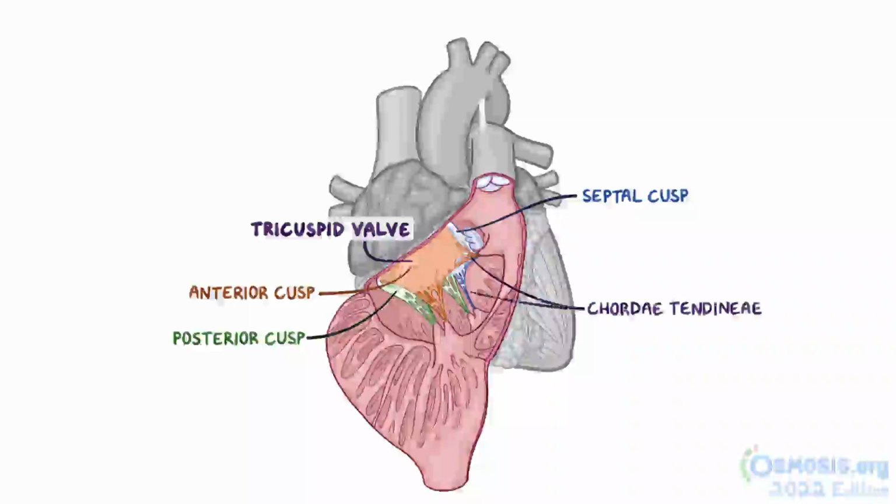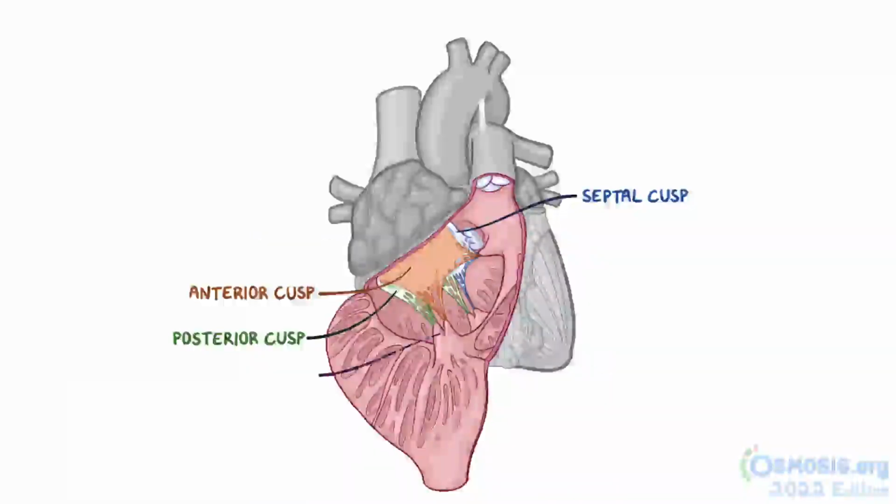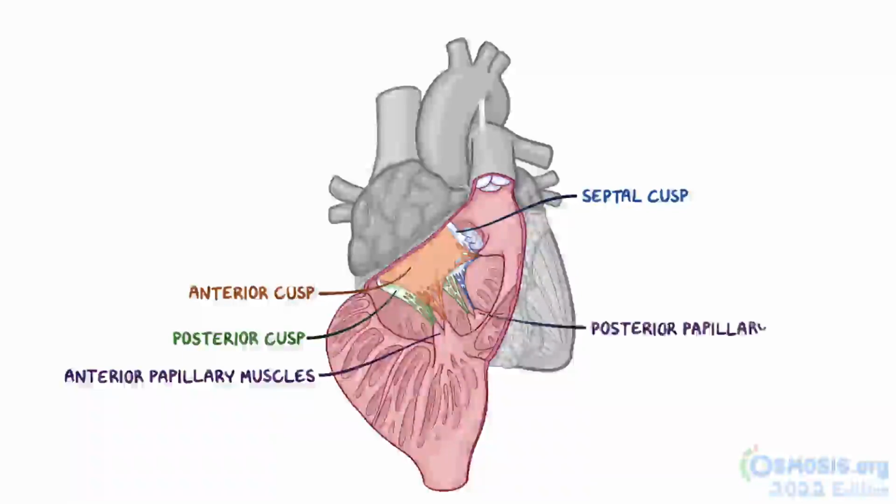These chordae tendineae anchor the leaflets to the papillary muscles, which are projections of the right ventricle. The anterior papillary muscle is the largest one and arises from the anterior wall of the right ventricle. Its chordae tendineae attach to the anterior and posterior cusps of the valve. Then there's a posterior papillary muscle that arises from the inferior wall of the right ventricle. Its chordae tendineae attach to the posterior and septal cusps.